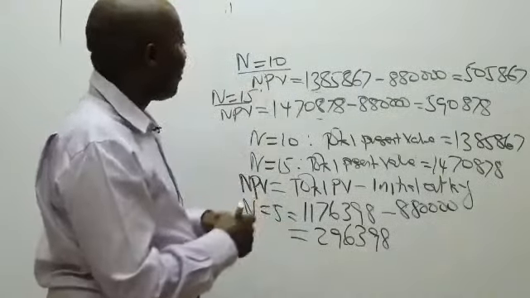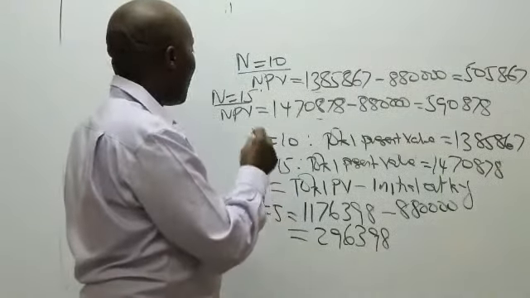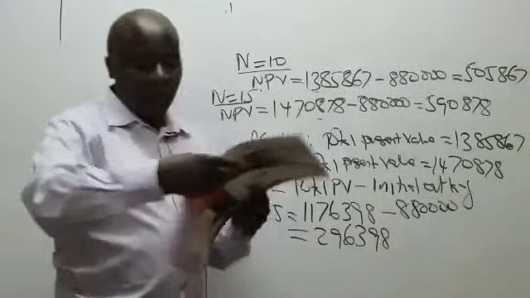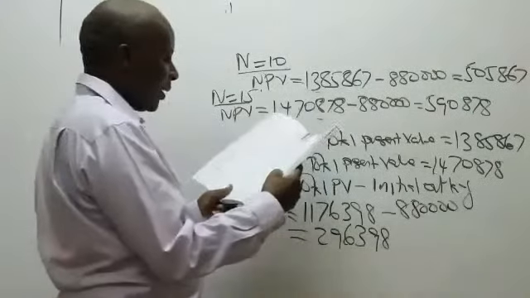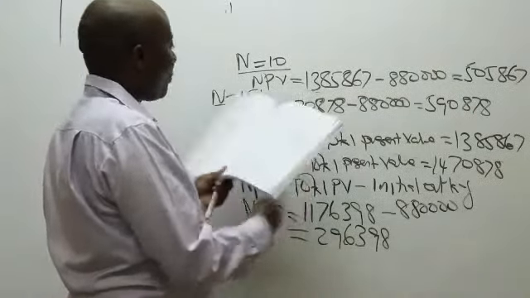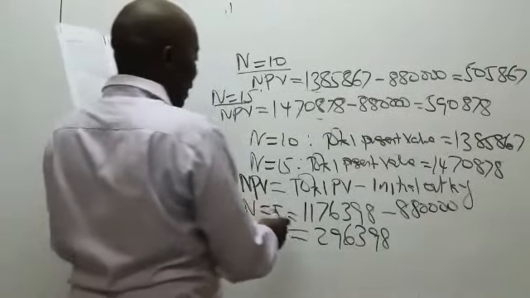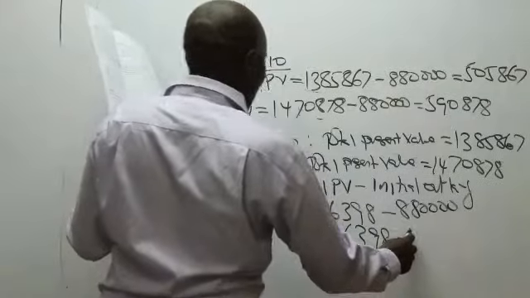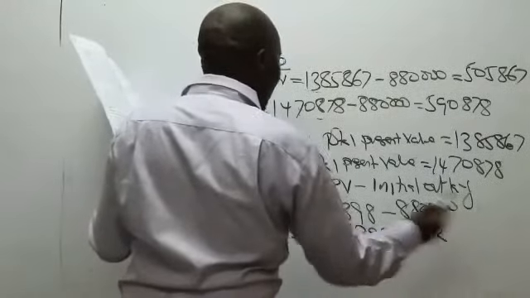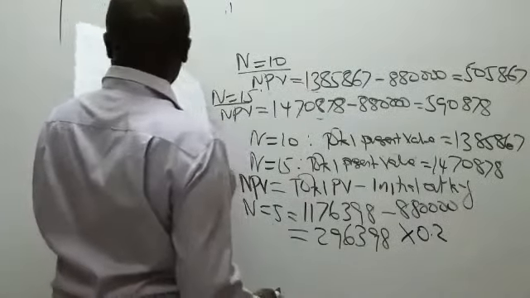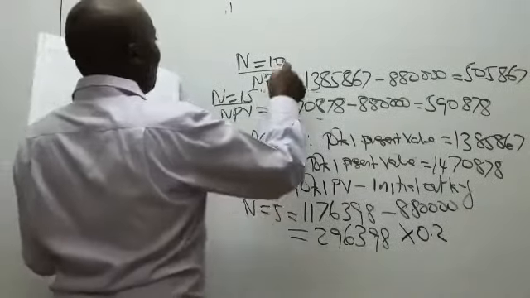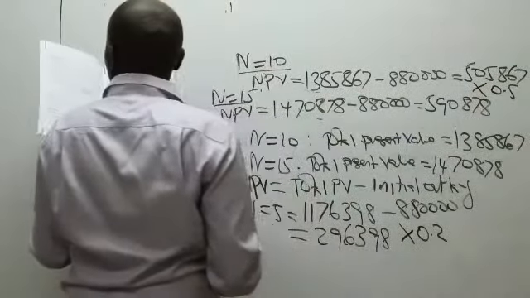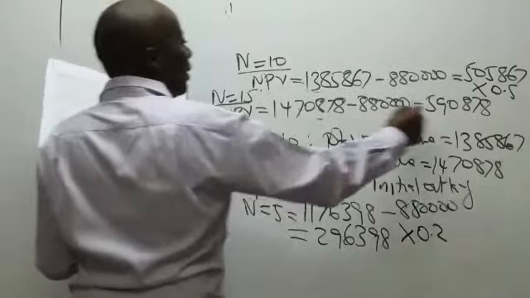The probabilities have been given. When n is 5, the probability is 0.2. So I should pick the NPV of 5 and multiply it with the probability. The NPV of 10, I know the probability there is 0.5. And then we have an NPV of 15 times 0.3.